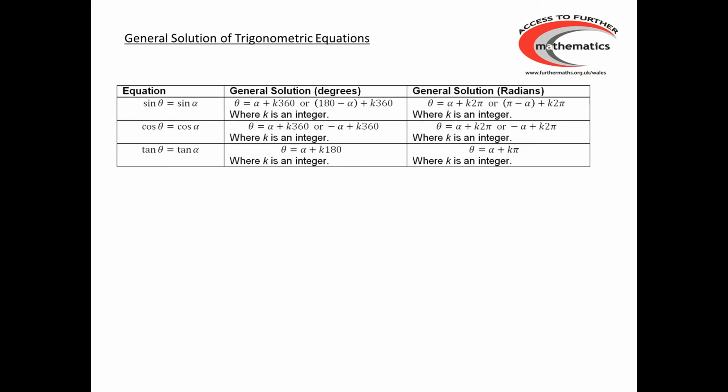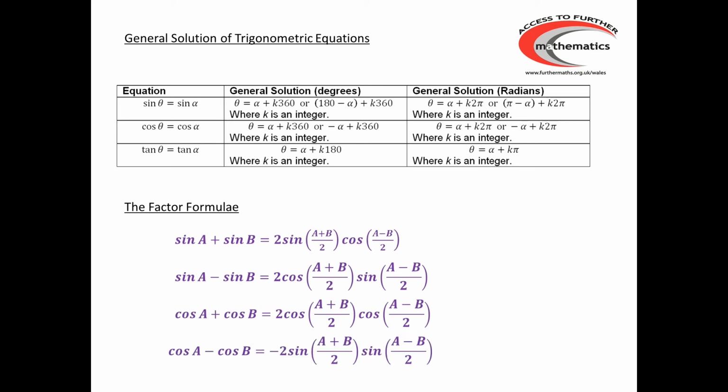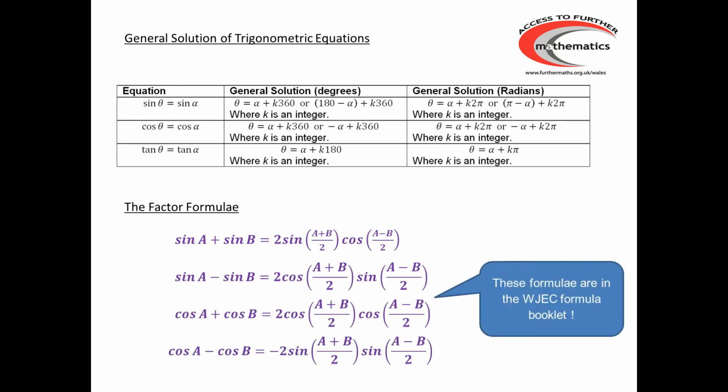So first of all, looking at the general solution of trigonometric equations, we need to be able to give the general solution of the equation sine theta equals sine alpha, or cos theta equals cos alpha, or tan theta equals tan alpha, working in either degrees or in radians. The factor formulae are the formulae given here, and fortunately these formulae are given in the WJEC formula booklet, but you do need to make sure you know where to find them.